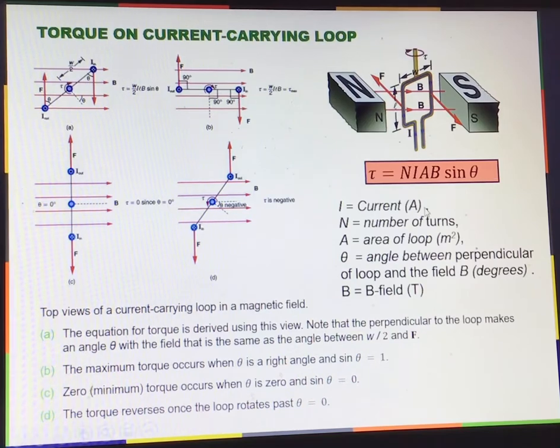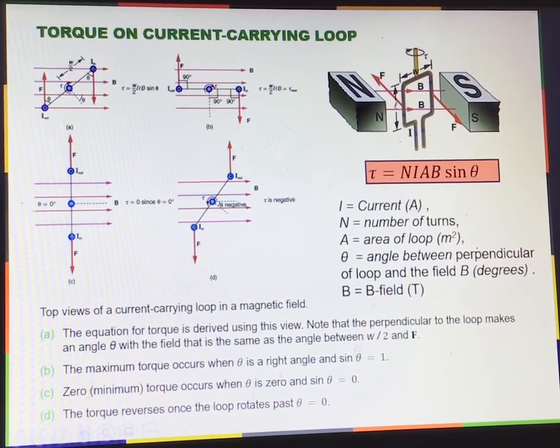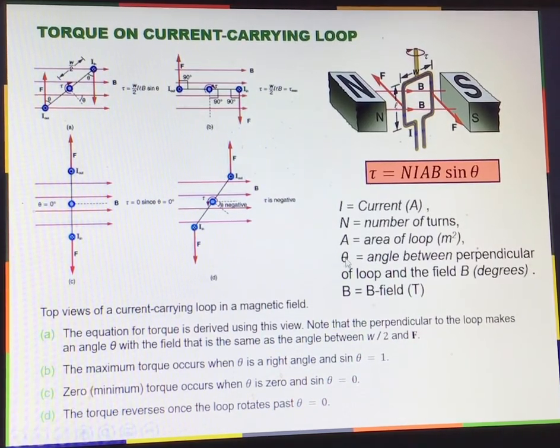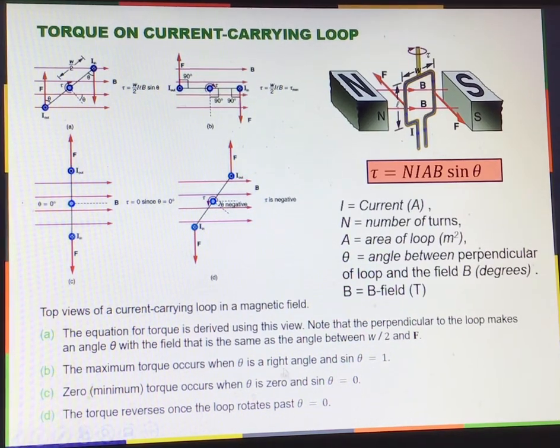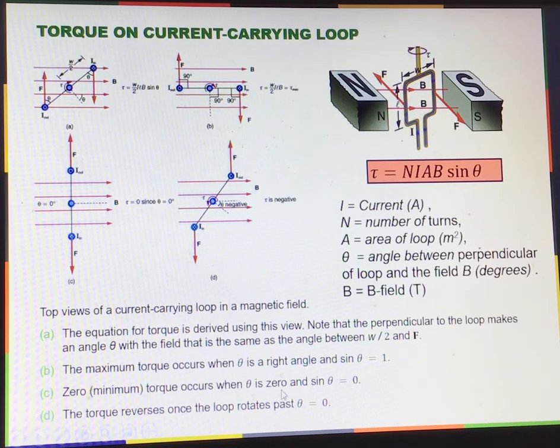So if we look at this equation here, we can see that, for example, when the angle is equal to 90 degrees, then the sine of the angle is just equal to 1. So that's when you have the maximum torque. When the angle is equal to 0, the sine of 0 is equal to 0. This is when you have the minimum torque.